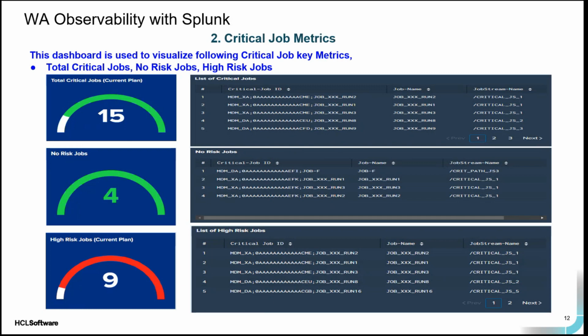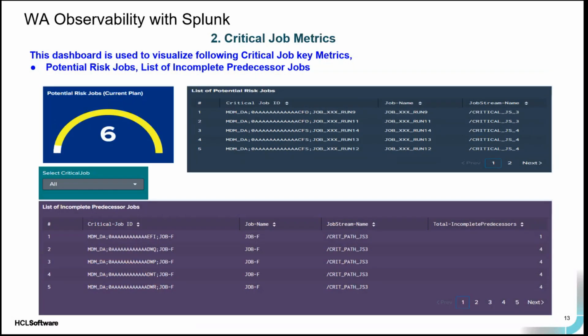So the next one is critical job metrics. We created metrics to publish total critical jobs, no risk jobs, high risk jobs, and potential risk jobs, and also we have a table chart for populating the incomplete predecessor jobs for the critical jobs.